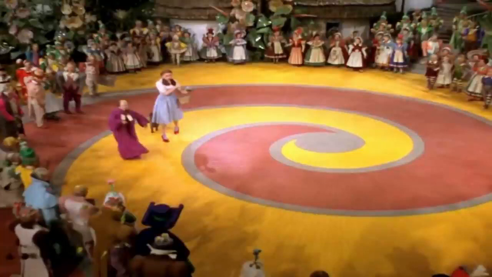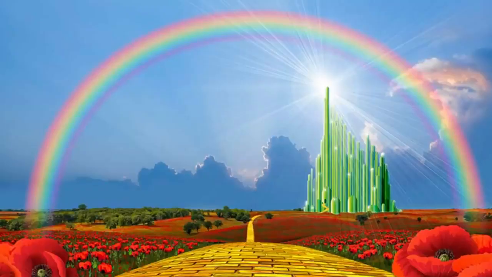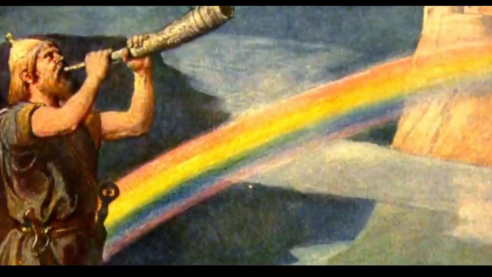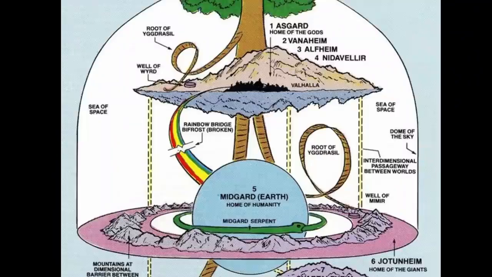Look at the yellow brick road in the film. A swirl to the center. A whirlpool of sorts. Somewhere over the rainbow. The rainbow again. The Bifrost Bridge from Norse mythology. A path between heaven and earth. Between Midgard and Asgard. Bifrost means the swaying road to heaven.